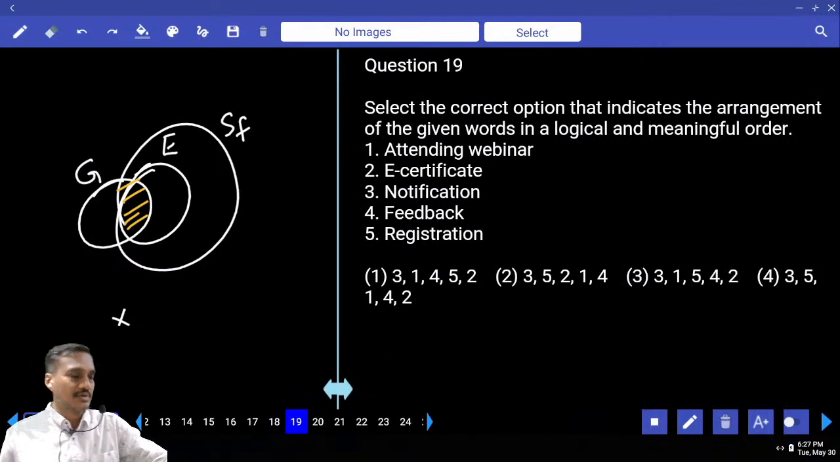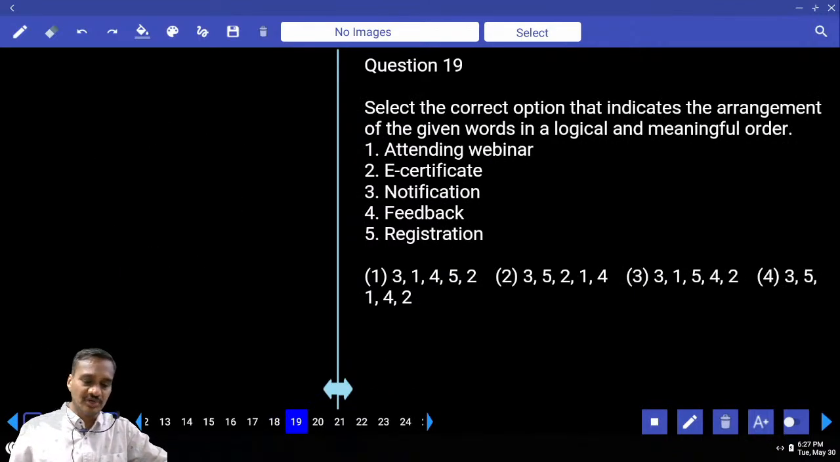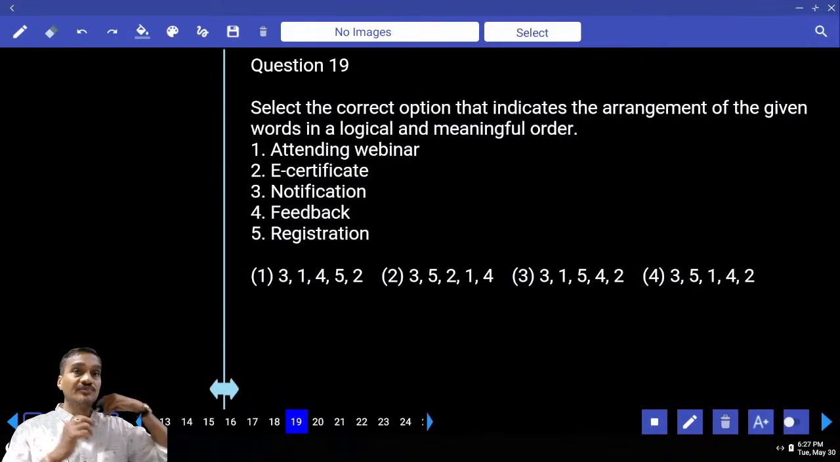Follow here. Then 19th one. Today we learned a new point here. What is it? If the quantifier is not given, then you need to consider it as all. The next one, 19th one.